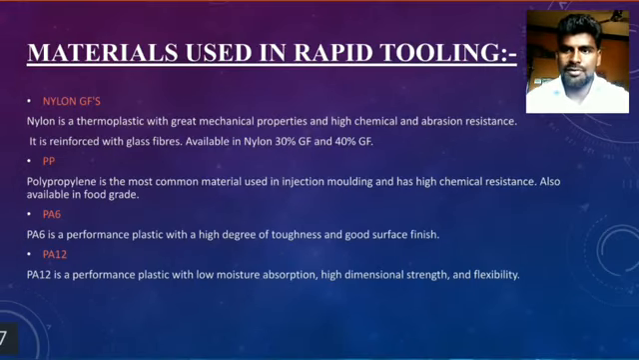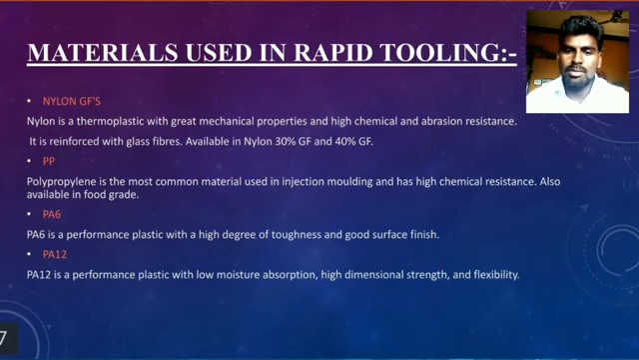Materials used in rapid tooling. First, nylon GF, a thermoplastic with great mechanical properties and high chemical and abrasion resistance. Next, polypropylene, the most common material, with high chemical resistance. It is produced by chain growth polymerization from the monomer propylene. It belongs to the group of polyolefins and is partially crystalline and non-polar.